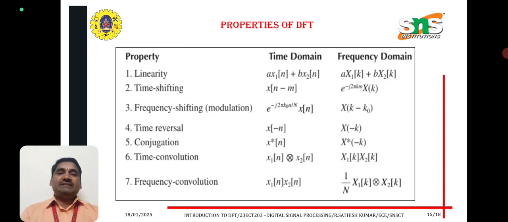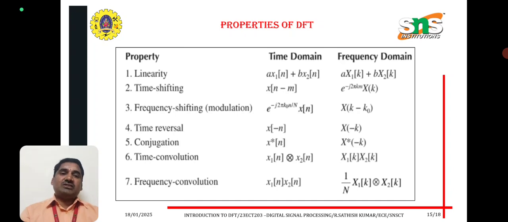Next, properties. These are the different properties of DFT. Linearity: a into x1 of n plus b into x2 of n is converted into a into X1 of k plus b into X2 of k. Time shifting: x of n minus m is converted into e power minus j 2 pi k m by N into X of k. Frequency shifting: e power j 2 pi k naught n divided by N into x of n gives X of k minus k naught. Time reversal: x of minus n is converted into capital X of minus k.